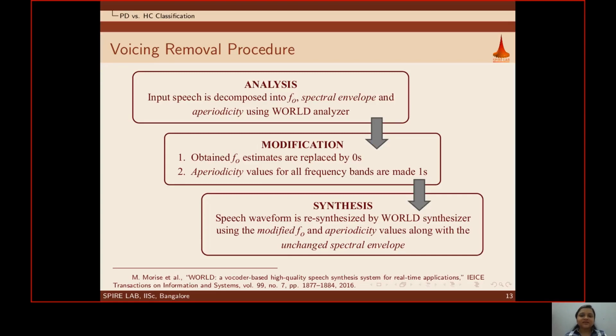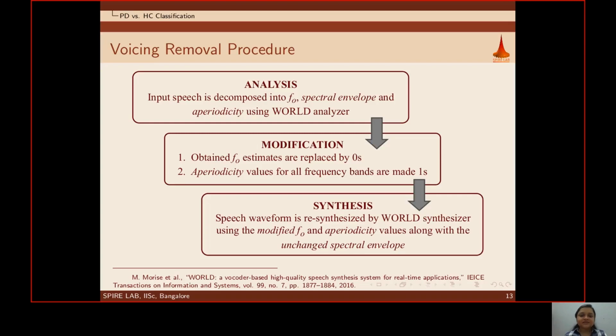In the first step, that is analysis, the input speech is decomposed into F0, spectral envelope, and aperiodicity using WORLD analyzer. The second step is modification, where the obtained F0s are replaced by zeros and the aperiodicity values for all frequency bands are made ones. The source is made purely noisy throughout the utterance, removing any voicing information.